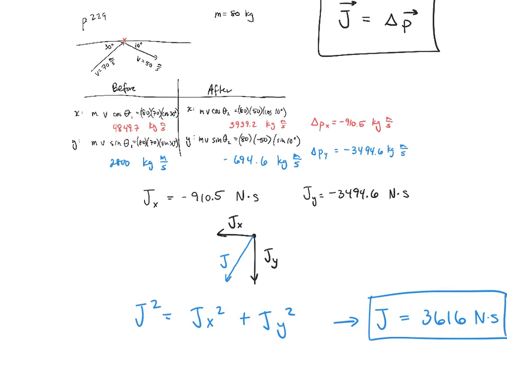More than either of the two, obviously. Pretty close to the y value because it's such a large number. It kind of outweighs the 910. And because it's impulse, technically there's an angle as well, so we could find the angle.